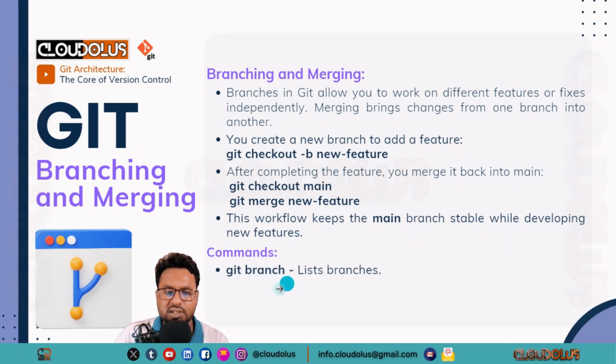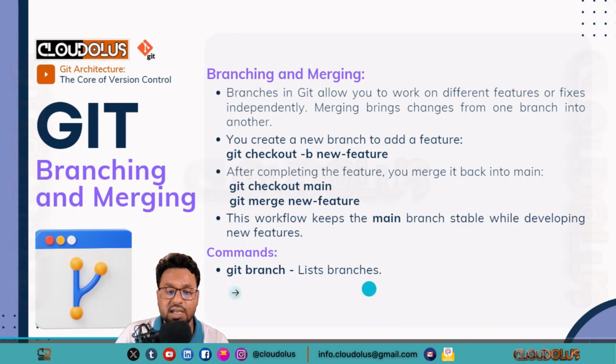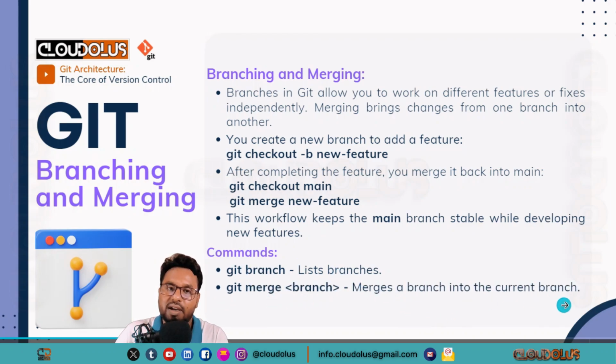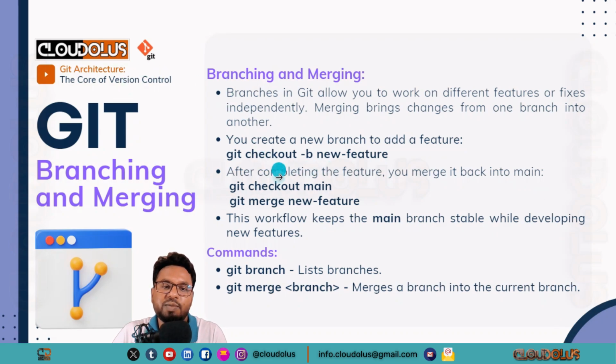These are the commands: git branch lists branches, and git merge <branch> merges a branch into the current branch. So this is the overview of branching and merging.